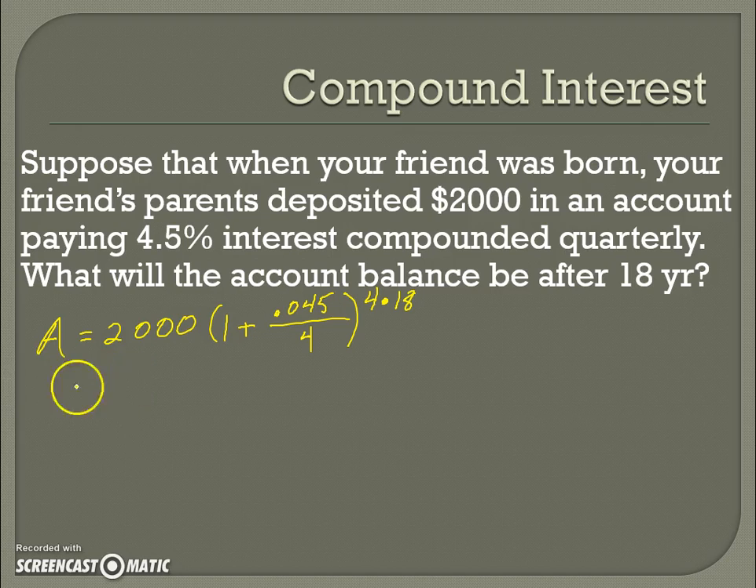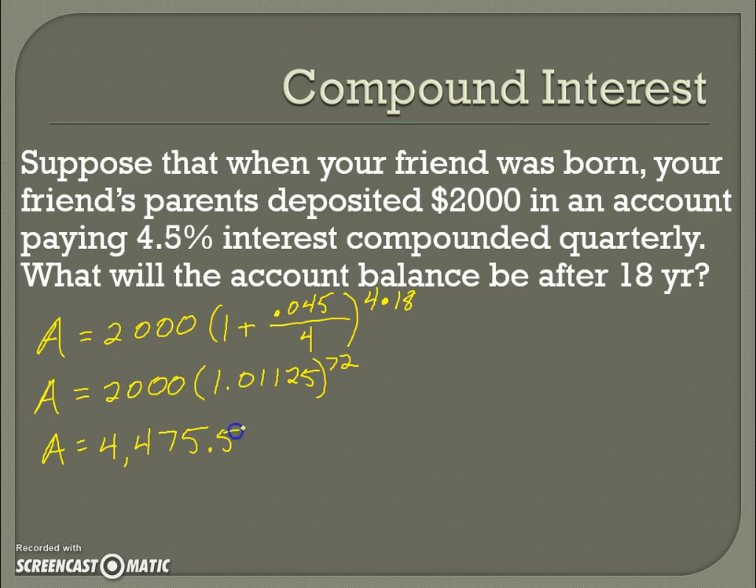All right, so it's a big ugly problem. It's not too bad. You could use your calculator for it. So I end up getting 2,000 times 1.01125 raised to the 72nd. And again, I'll just put that into my calculator, and I get about $4,475.53, round it to the cents, after 18 years.